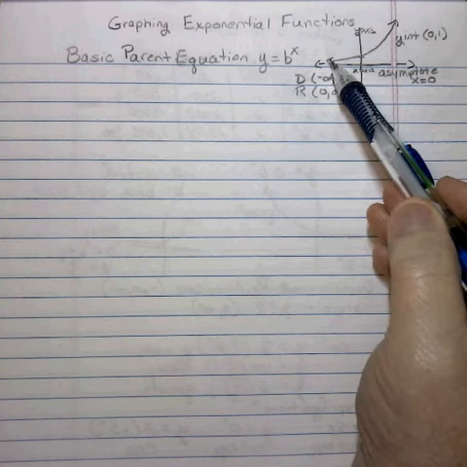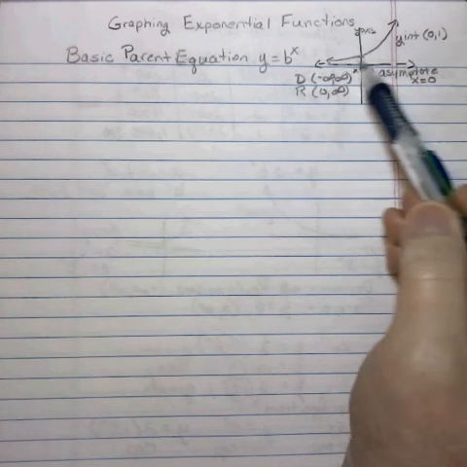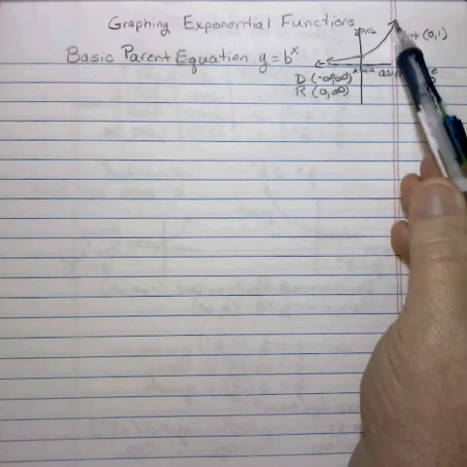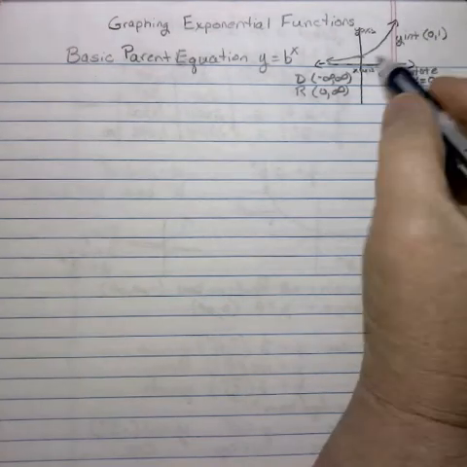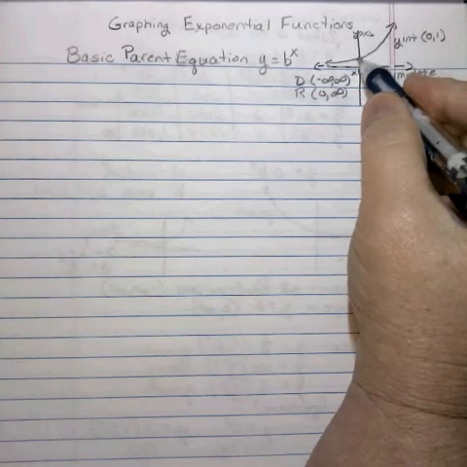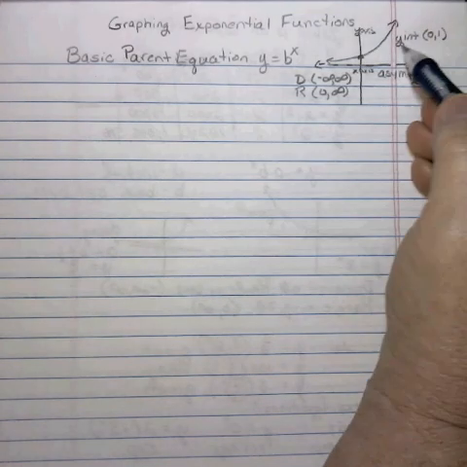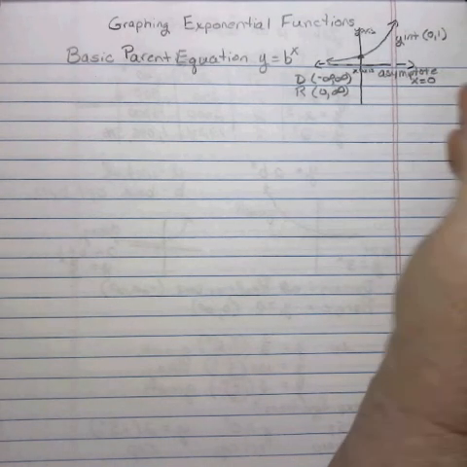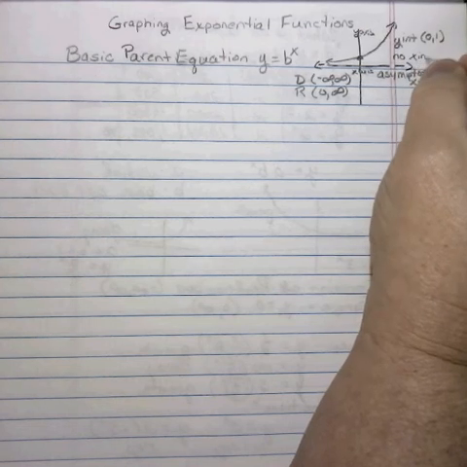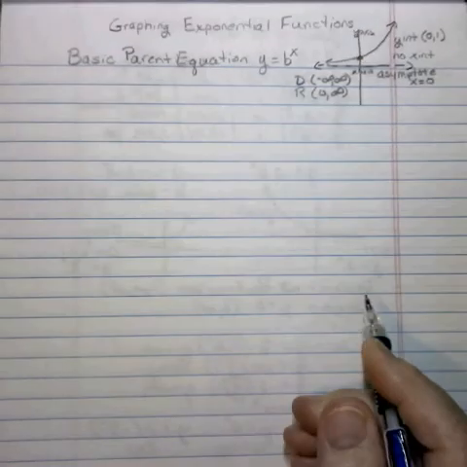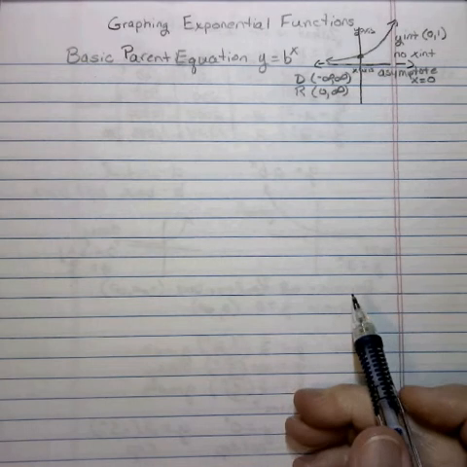It is approaching the x-axis on the left side and rising on the right side. It goes through the y-axis at the point (0, 1), so the y-intercept is (0, 1). There are no x-intercepts. It does not cross the x-axis with the basic parent graph.